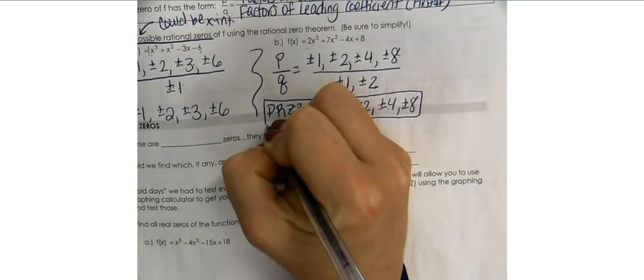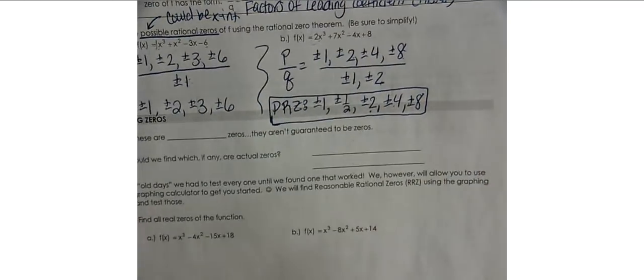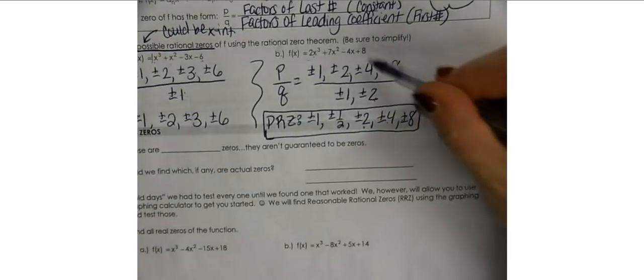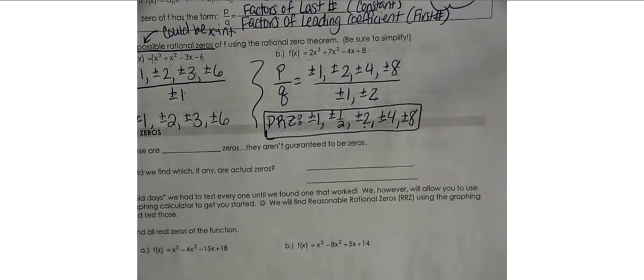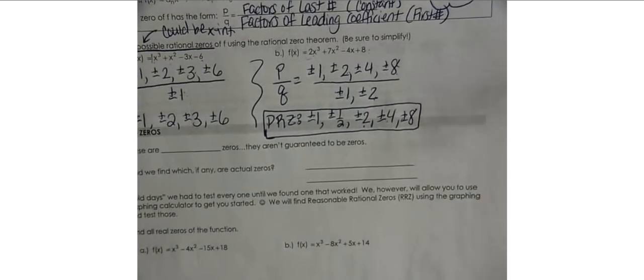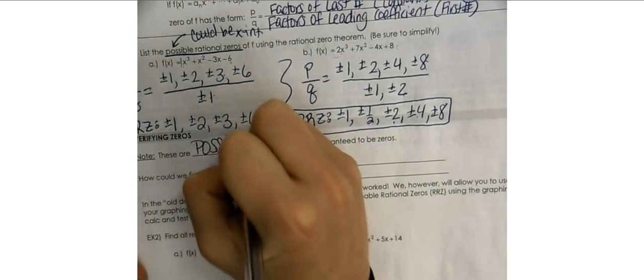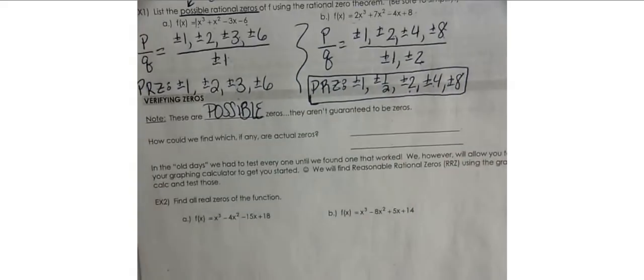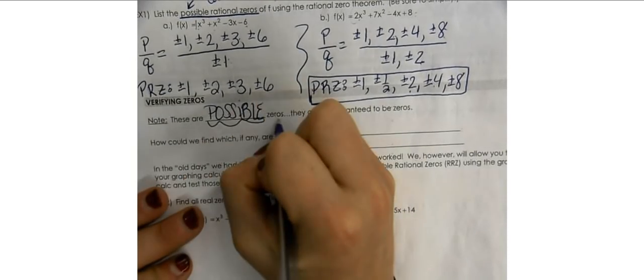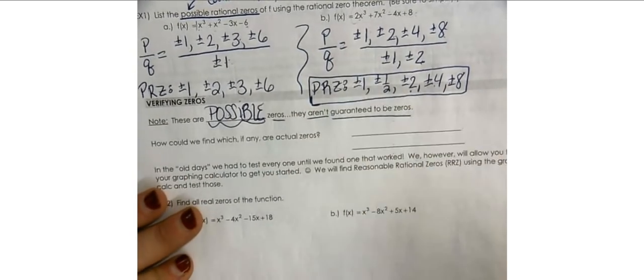These are all of my possible rational zeros. These are all numbers that could potentially be x-intercepts of this function. It doesn't mean that it actually is. These are possible. So please note these are possible. If I have not stressed enough already, I'm just going to stress it over and over again that these are possible zeros. They aren't guaranteed to be zeros.